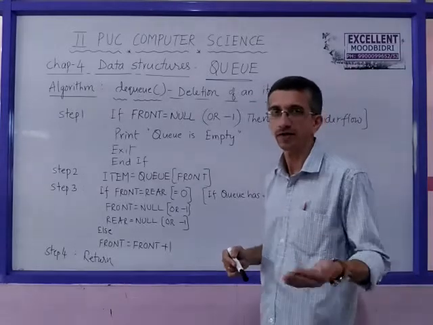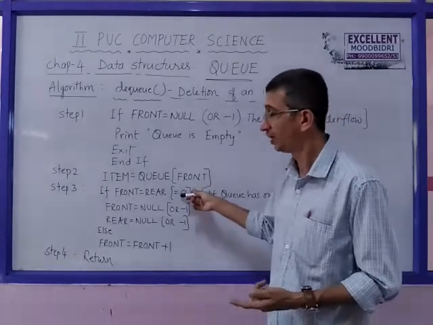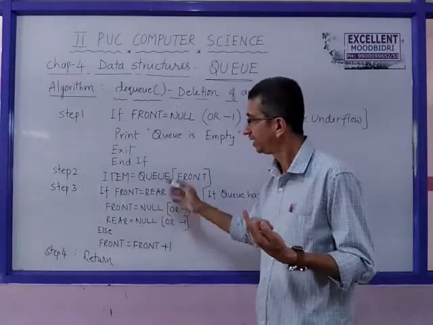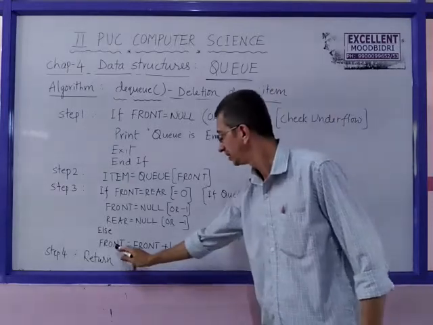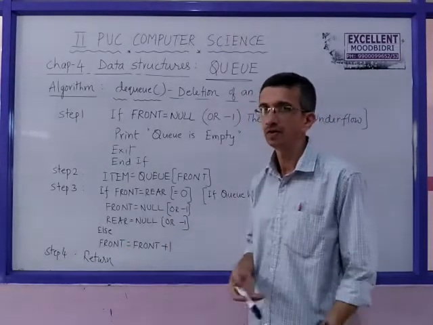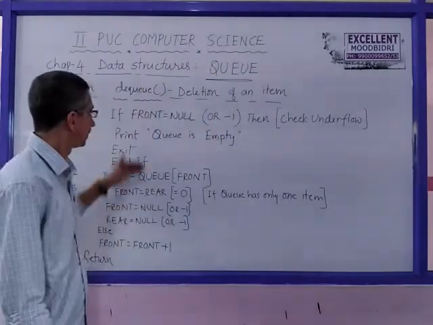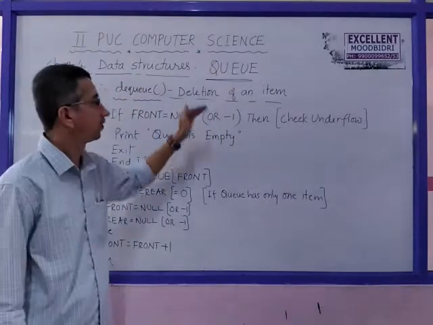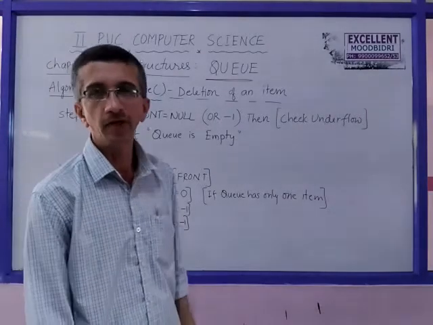Minus 1. In the case of an array, both front and rear are made either null or minus 1. If it is having only one item, that is, front is equal to that. If not, there are many items in the queue. What you do is increment front. So the item at the front gets deleted. So this is the algorithm for DQ, or deletion of an item. So these two algorithms, as I told, are very important algorithms.